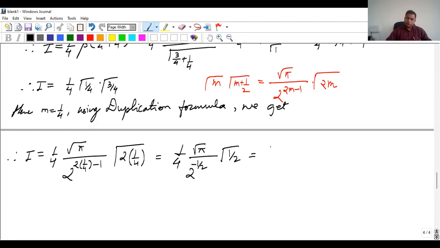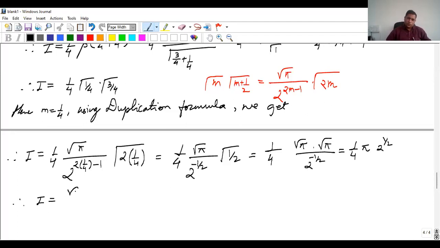So what do we know? 1 upon 4, this is root pi. This gamma half is again root pi, and this 2 raised to minus half. So 2 raised to minus half, that's what we have. So 1 by 4, and I can write this as 2 raised to half in the numerator. Is that okay? Are you getting this?